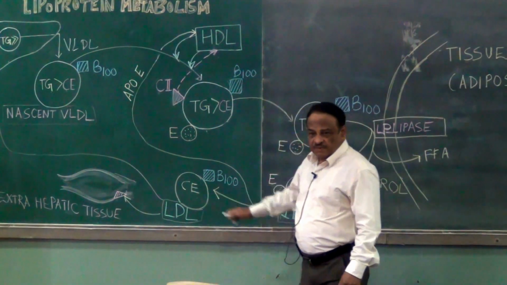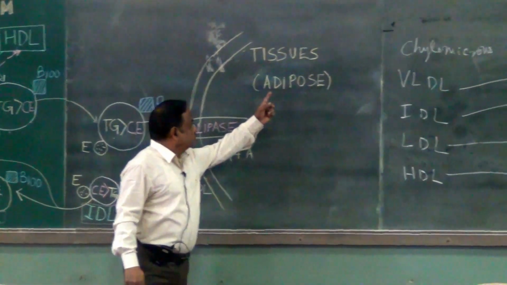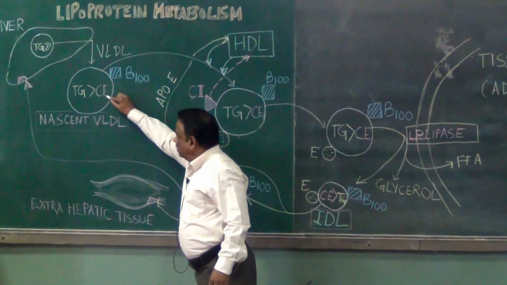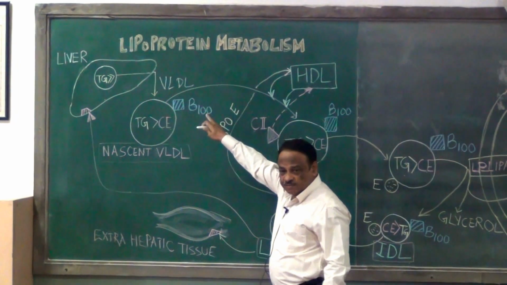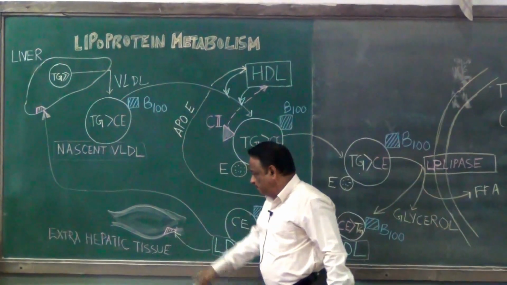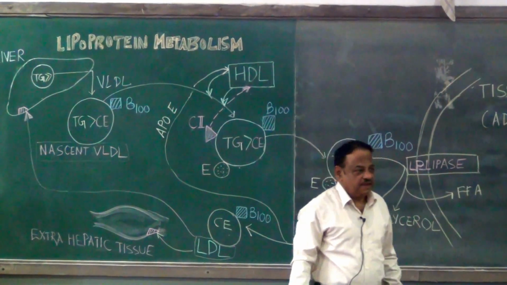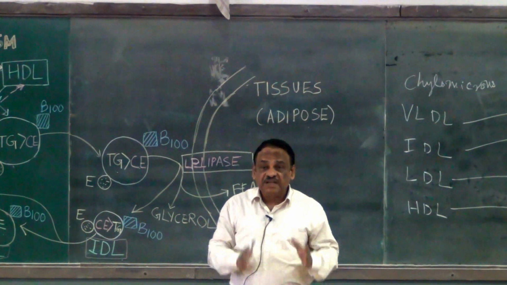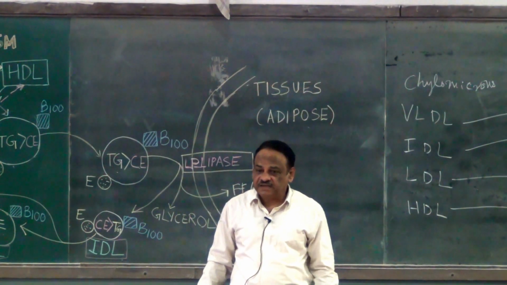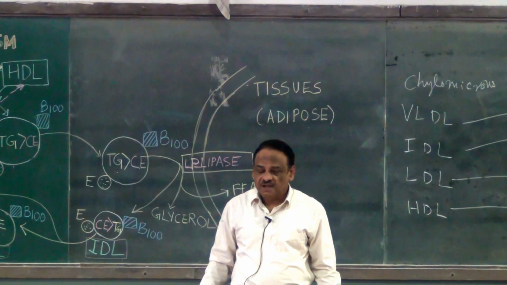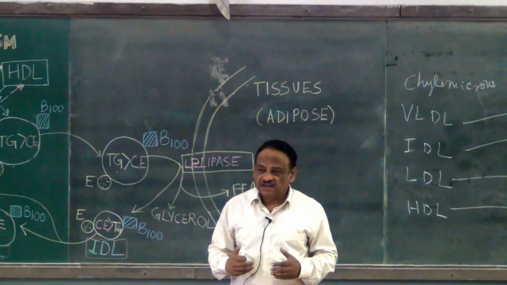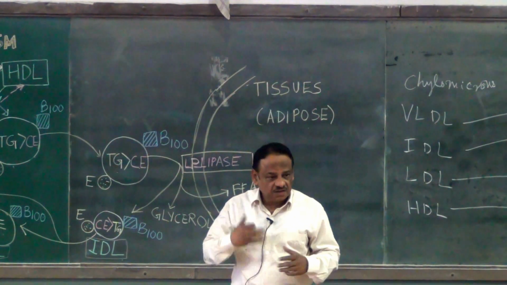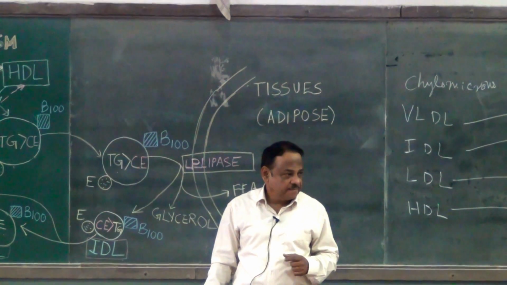Now from this you can make out that LDL transports cholesterol from the liver to the extrahepatic tissues, right? Whereas HDL transports cholesterol from the peripheral tissues to the liver, right?